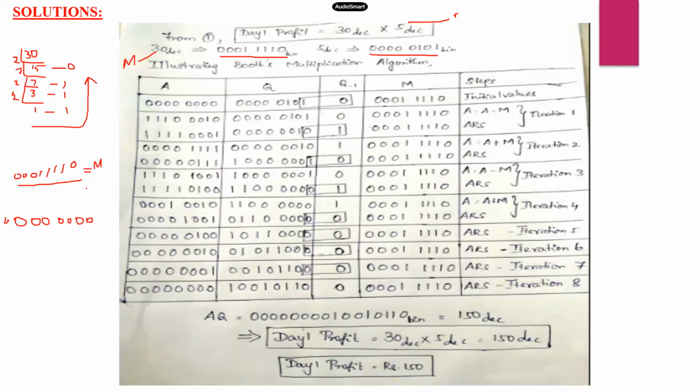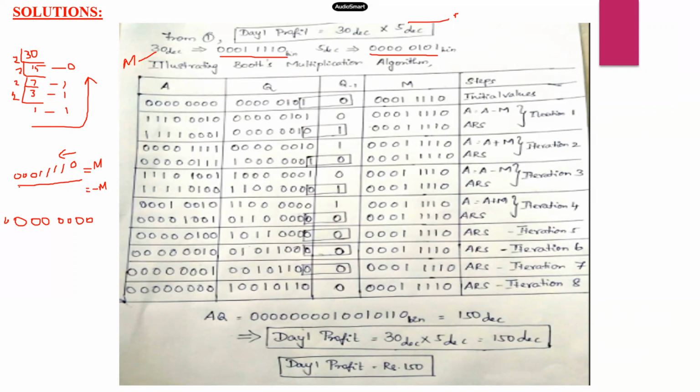Minus M means what? You have to take the 2's complement of the plus M, and you will get a minus M. So how to take the 2's complement? The simple step, from left to right, up to the first one, you can write as it is. I am telling about how to take the 2's complement of plus M.